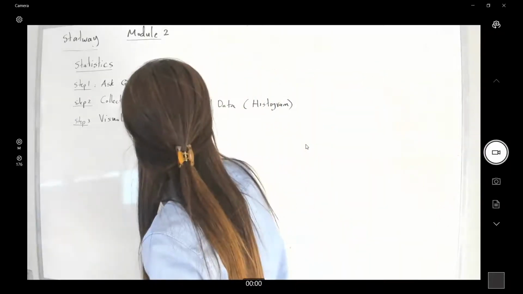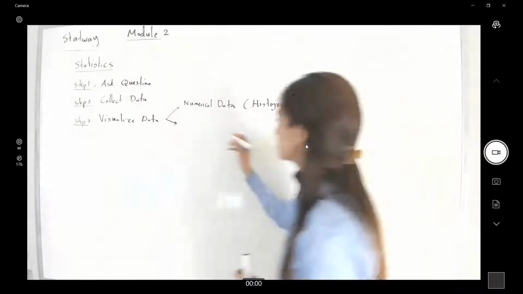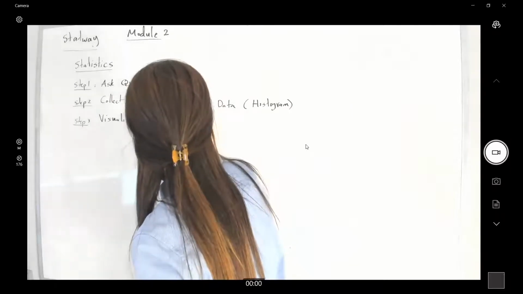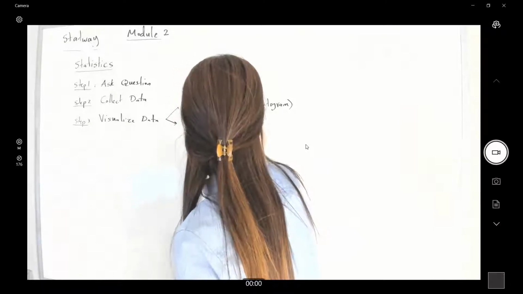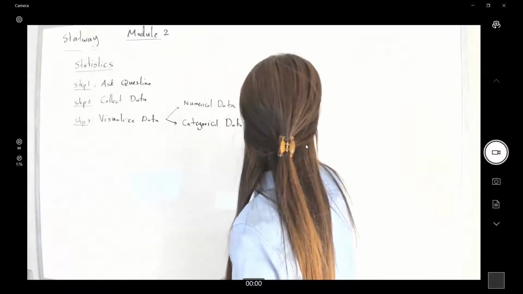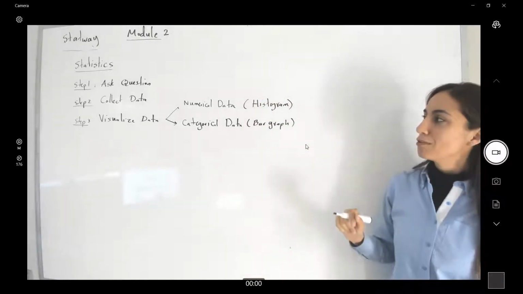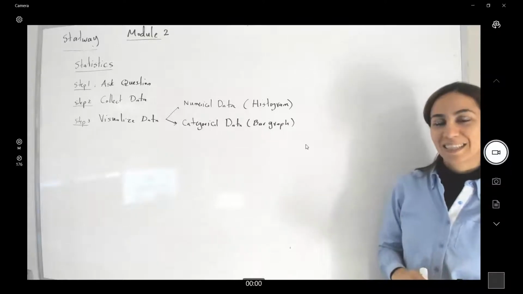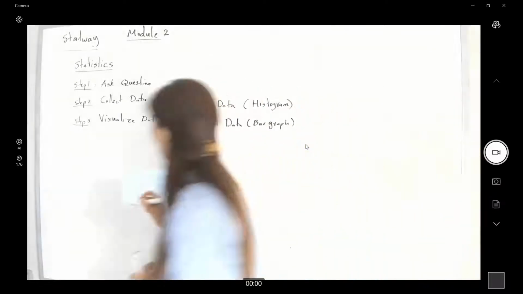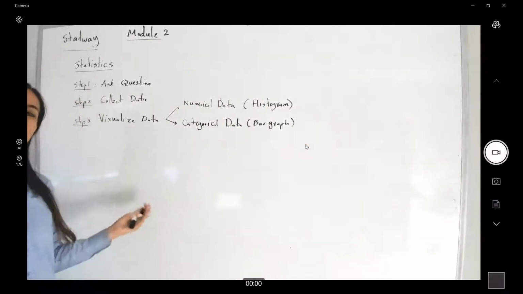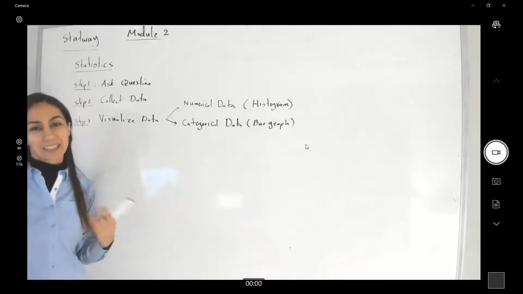And if we have categorical data, like hair color, eye color, blood type, we're going to use a bar graph. Categorical data, bar graph. Of course, we have other graphs, but we're going to focus on these two in our class. Also, we're going to talk about dot plot. After visualizing the data, we're interested in associating numerical characteristics to our data.